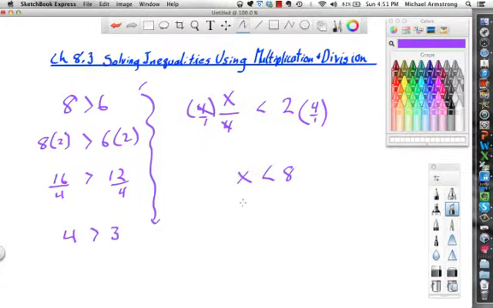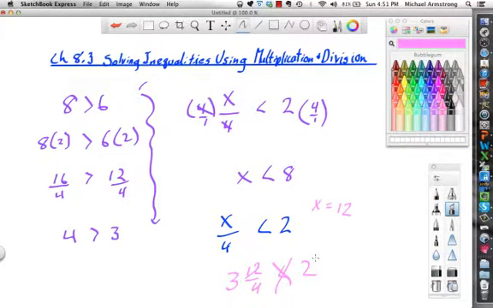So if we were to put in a number greater than 8 and divide by 4, it wouldn't work. I'll show you real quick. The original problem was x fourths is less than 2. If we chose a number bigger than 8, something that works really well with 4, we'll choose 12. So we say x is equal to 12, and we put that in. 12 fourths is less than 2? Well, 12 fourths is 3, and 3 is not less than 2, so that doesn't work.